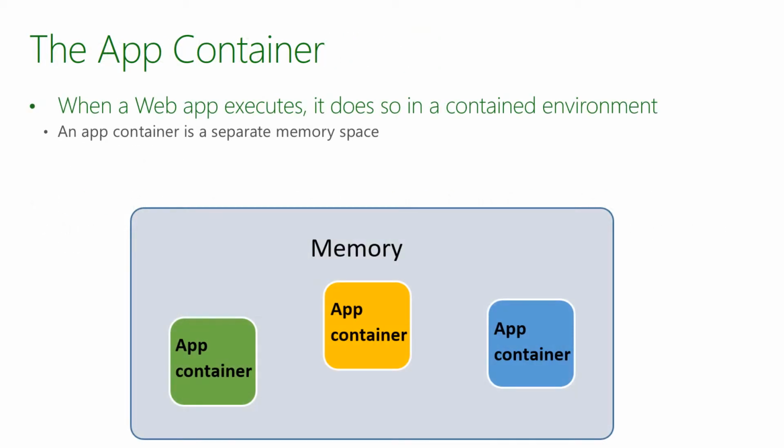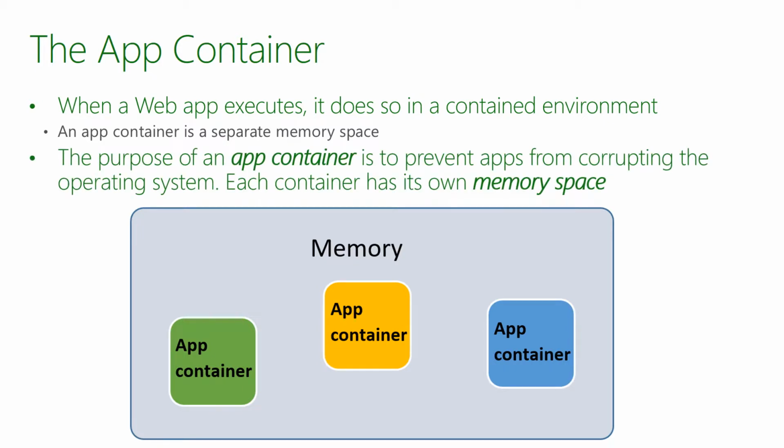Let's have a look at the app container. When a web app executes, it does so in a contained environment. Every app runs in its own container, and that's a separate memory space. You don't want memory addresses relating to one app contaminating the area of memory allocated to another app, because it could lead to corruption of the operating system. So the purpose of an app container is to prevent apps from corrupting the operating system, and each container has its own memory space, as you can see in that diagram.